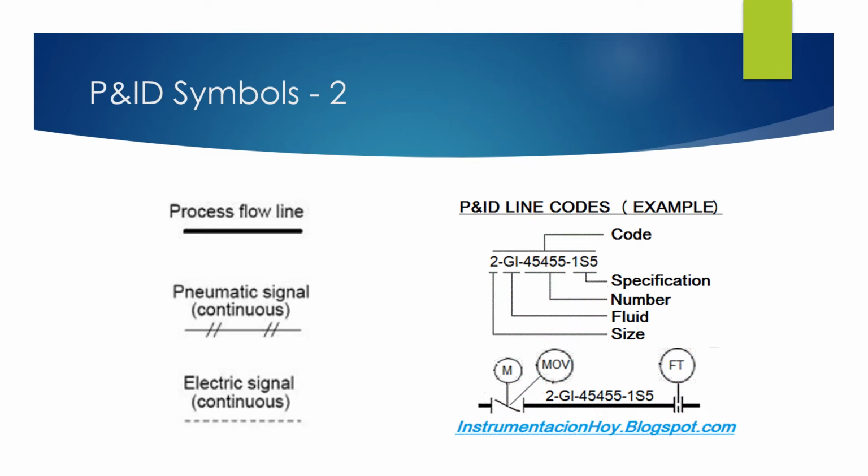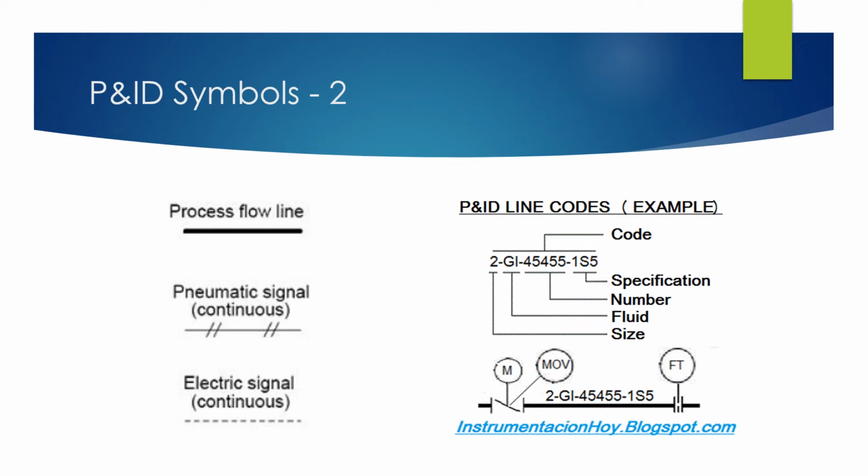And this would be your pneumatic lines, such as your compressed air heading to control valves or whatever else is controlling. And then also you have electrical signals. So this would be more connecting your transmitters to controllers and things like that. So that would be a dashed line, and those are pretty standard throughout different P&IDs.